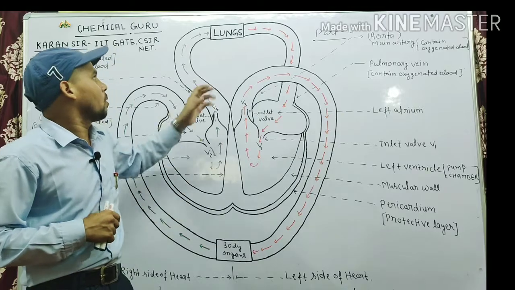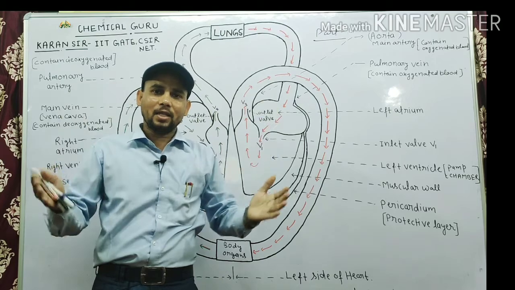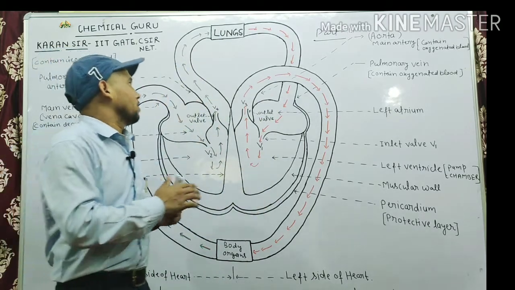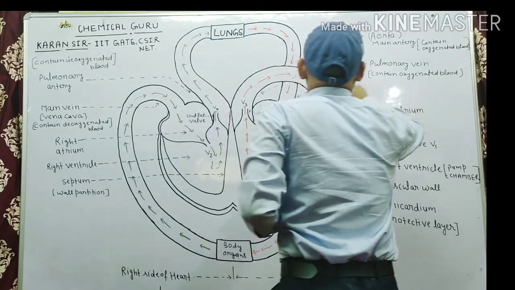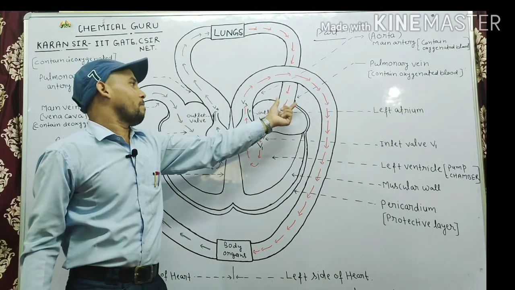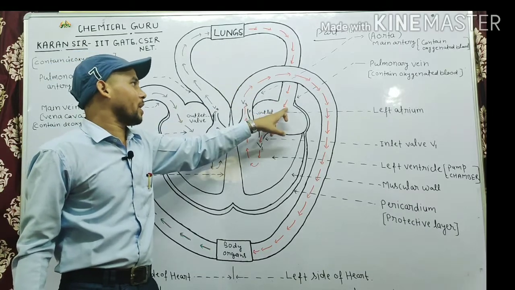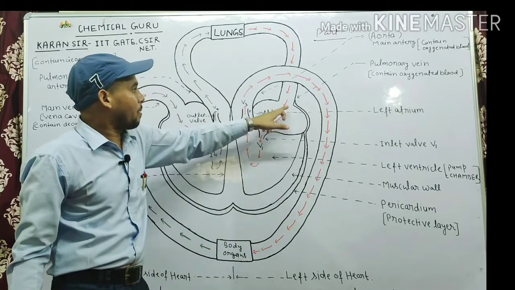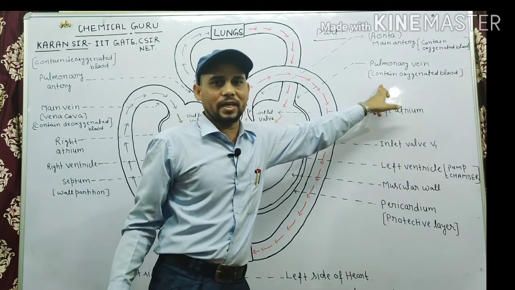So blood is present in the alveoli, which is present in the lungs. This blood carries the oxygen. First of all, this is the pulmonary vein. Okay, first part is the pulmonary vein. First of all, blood goes to the pulmonary vein from the lungs. Pulmonary vein contains oxygenated blood.